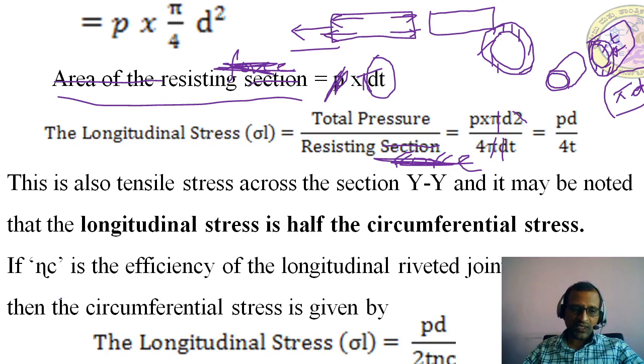So if you consider the circumferential efficiency of the rivets, then the longitudinal stress is given by sigma L is equal to PD by 2T epsilon C. This is not, I think, 2T epsilon C. It is 4T. Sorry, it is 4T. You can consider it as 4T epsilon C. Right? So this is the longitudinal stress, PD by 4T epsilon C, whenever we are considering the circumferential efficiency of the rivets.